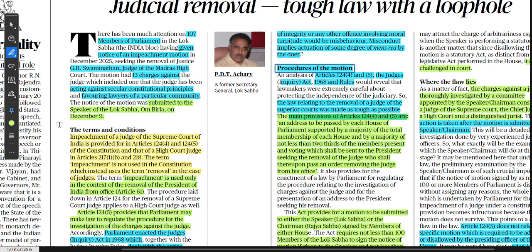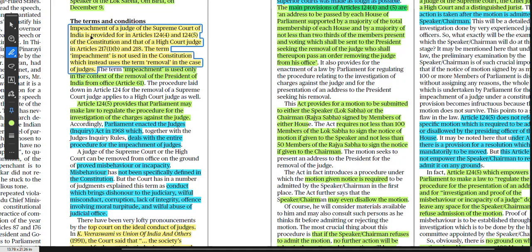Now, what are the terms and conditions with regard to the removal of judges? Let us see. Impeachment of a judge of the Supreme Court of India is provided for in Article 124, Clause 4, and Clause 5 of the Constitution, and that of a High Court judge is in Article 217, Clause 1, Subclause B, and 218.